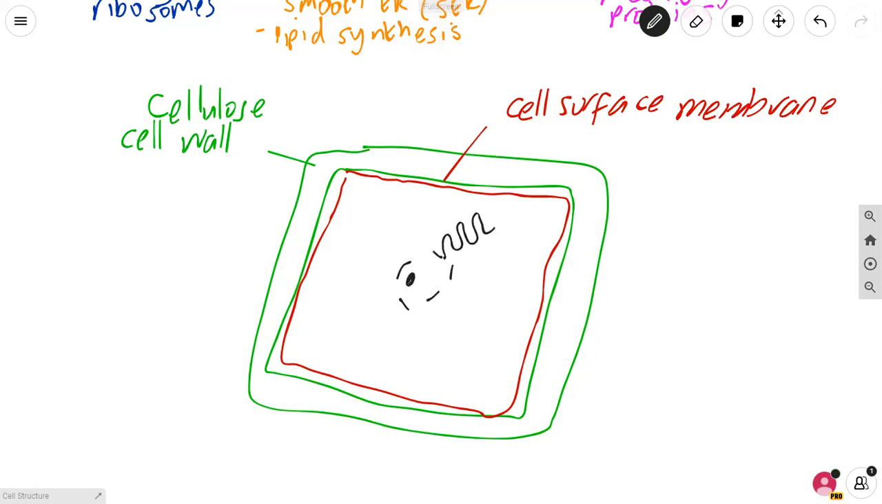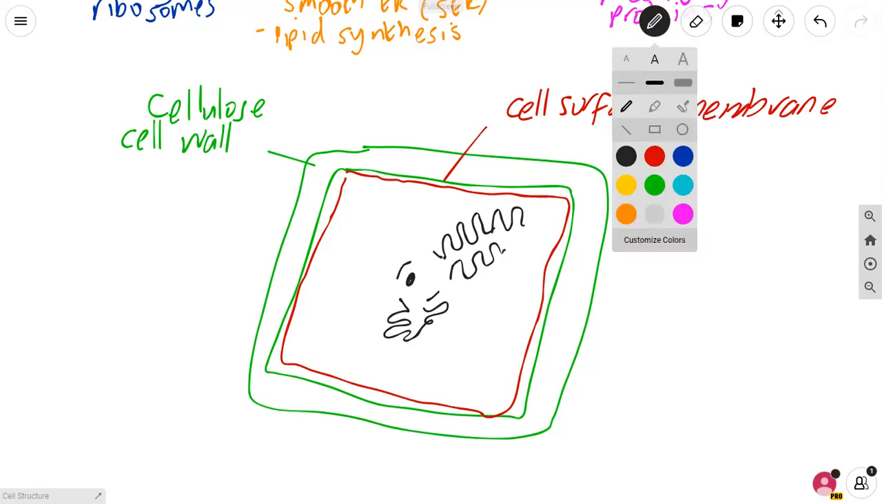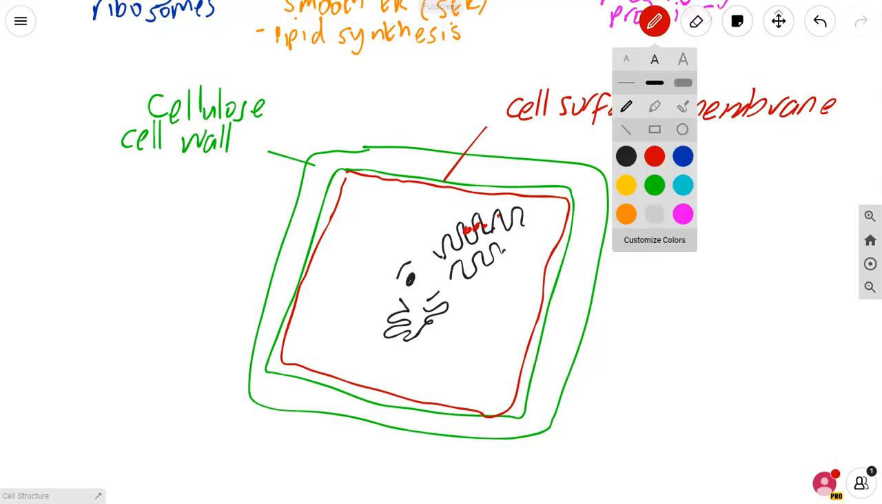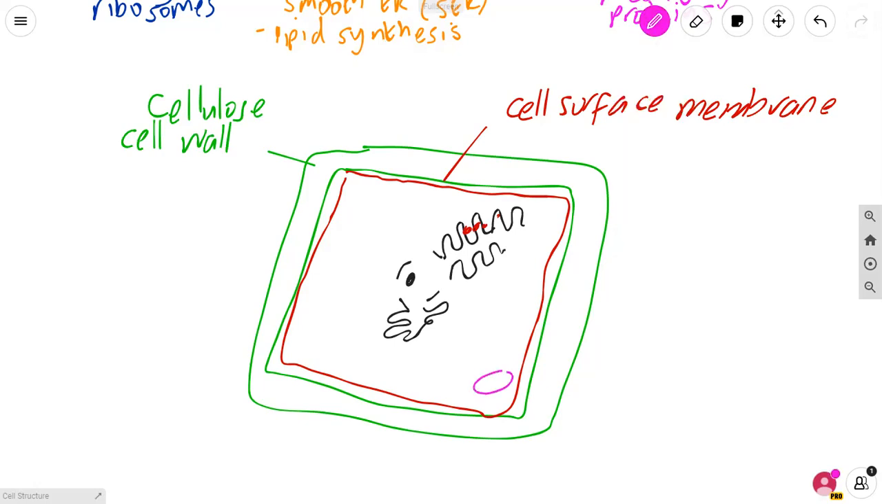We still have our rough endoplasmic reticulum. We still have our smooth endoplasmic reticulum. Just put some ribosomes on here, like that. We still have some mitochondria. We still have our lysosomes. We still have our Golgi body.